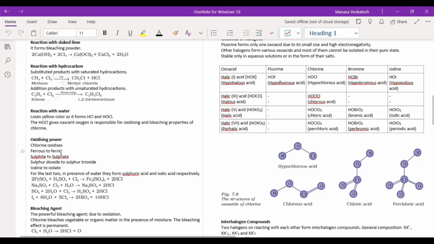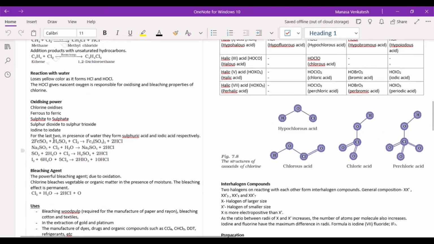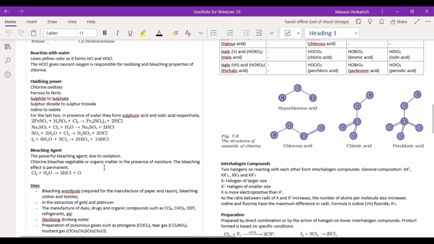So chlorine also oxidizes, that is, it is a good oxidizing agent. It oxidizes ferrous to ferric, sulfite to sulfate, sulfur dioxide to sulfur trioxide, and iodine to iodate. So the reactions are given over here. All of them are reacting with Cl2 in the presence of water to give us a variety of products.